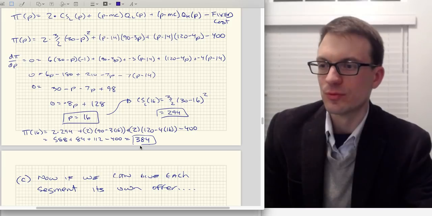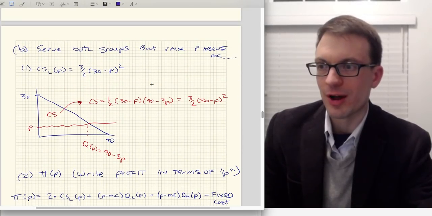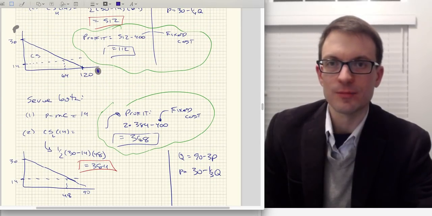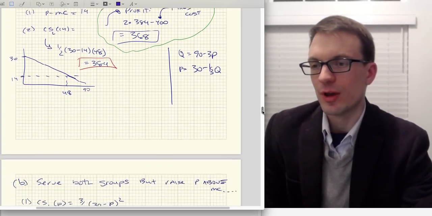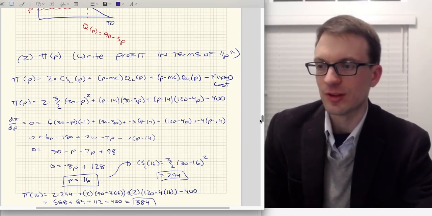If you do this, great. This boils down nicely to 384. And if you recall, hey, look, 384 is greater profits than what we had here, which was 368. And that's as we'd expect, right? So we're better off serving both groups at this optimal price.